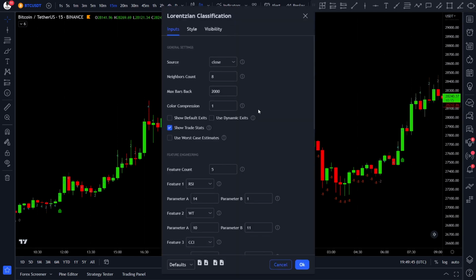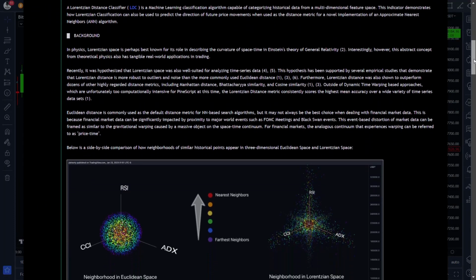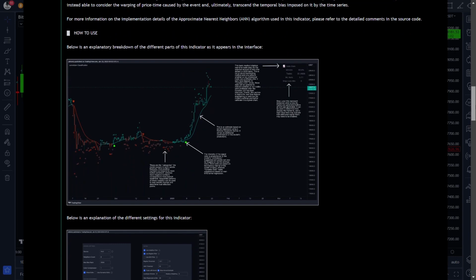What I love about this indicator is that it's based on several well-known indicators like RSI, CCI or ADX, and has a lot of parameters that can be optimized. If you want to know more about this indicator, I've linked it in the description below.